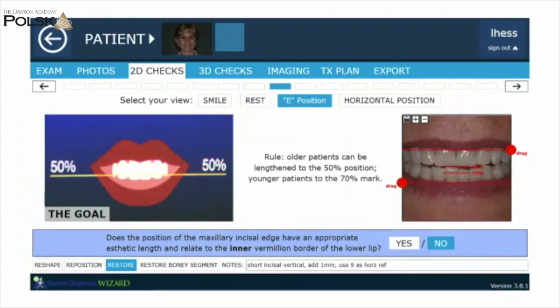And if we look at the E position photograph, she's falling right about that 50% mark, which again tells us that we might be able to add some vertical length.